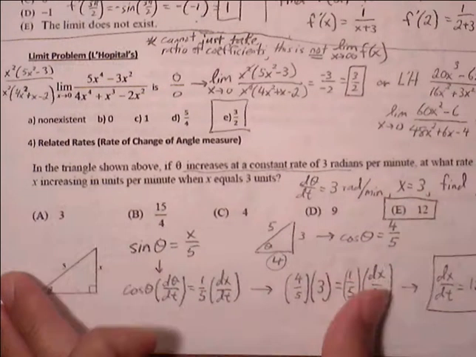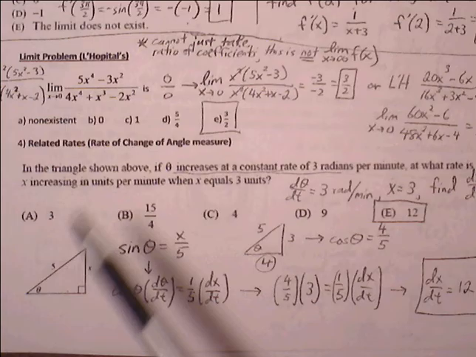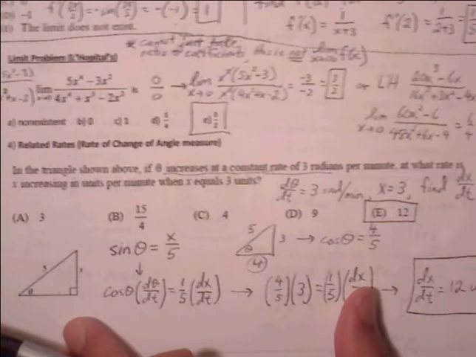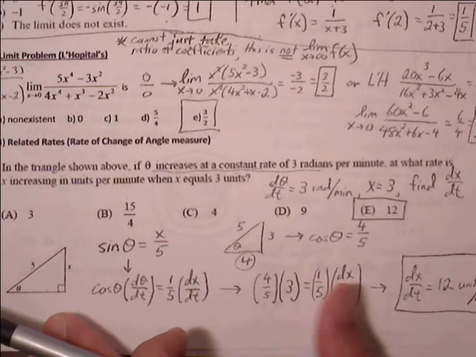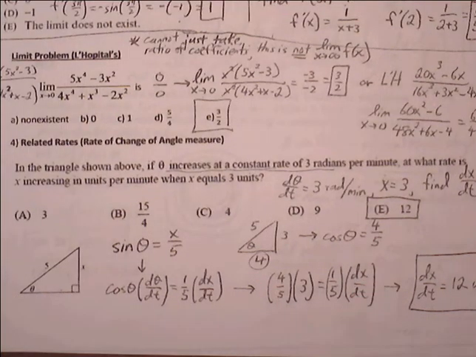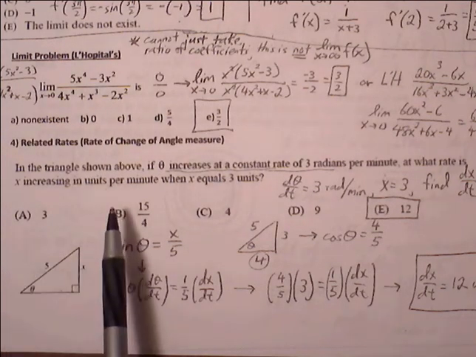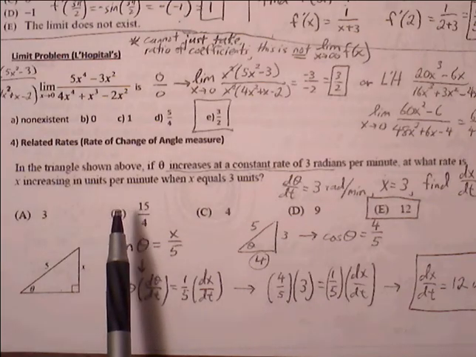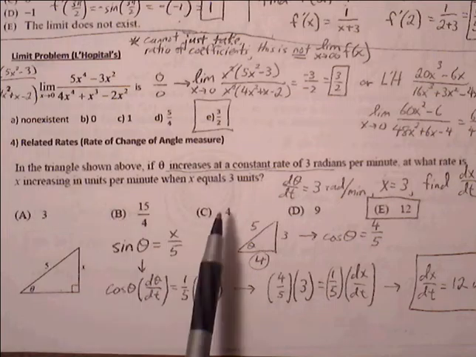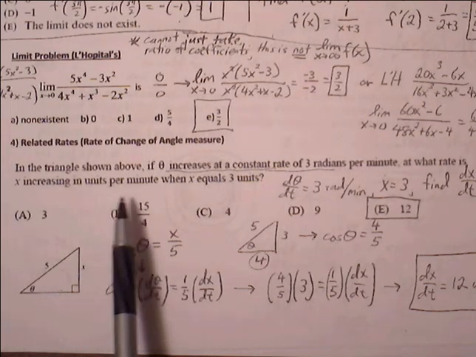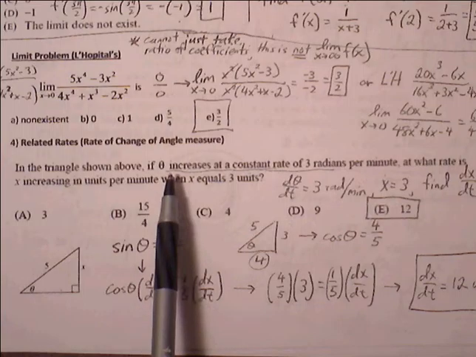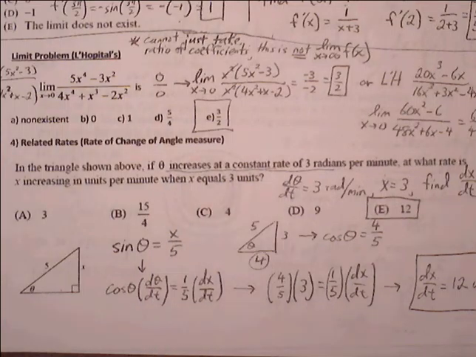All right, in the triangle shown, if theta increases at a constant rate of 3 radians per minute, at what rate is x increasing in units per minute when x equals 3 units? So we have our triangle here. We have theta, x, and 5. We're trying to find the rate of change of x given that theta is increasing at a constant rate of 3 radians per minute.